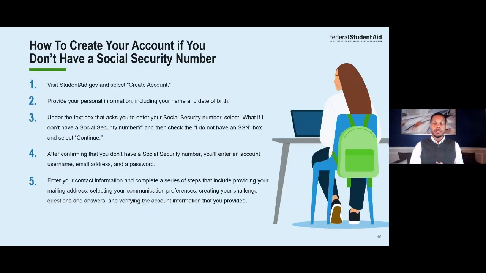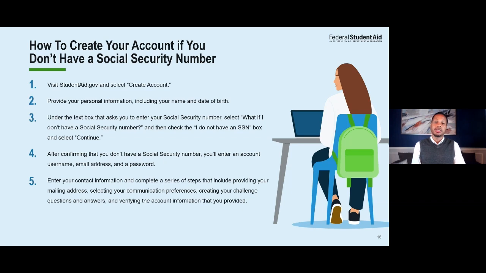Now, let's walk through the steps. There are about 9 steps that we're going to walk through if you do not have a social security number. Number 1 is that you want to make sure you're visiting StudentAid.gov. In the upper right-hand corner, you're going to click the person icon, and then you'll be able to create an account and select the option as we saw in the previous slides. You're going to provide your personal information, such as your name and your date of birth, and then there's a text box that's going to ask you for your social security number, but you'll also see a little checkbox you can select: What if I don't have a social security number?